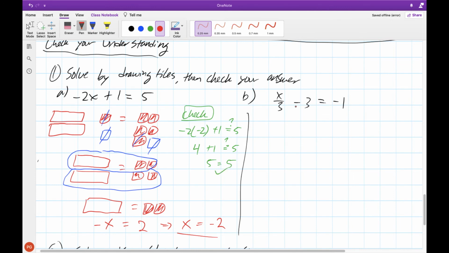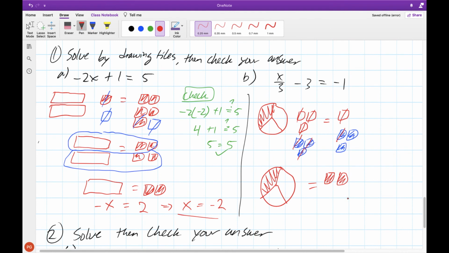Similarly over here, in this case we've got to draw out our x over 3 in a diagram like this. Just like before, we want to get rid of all of these numbers next to our variable, so we're going to add 3 in this case. And make sure you do the same thing on both sides. This is where we would end up.